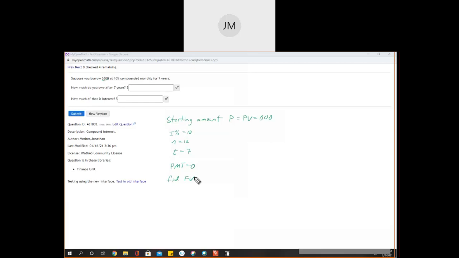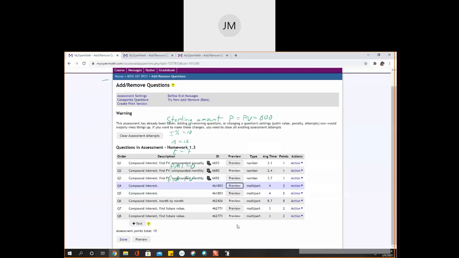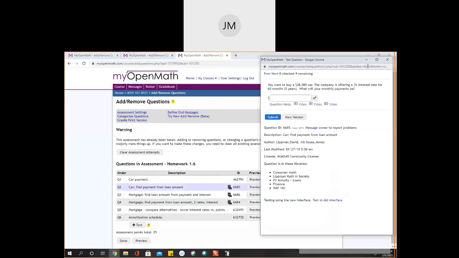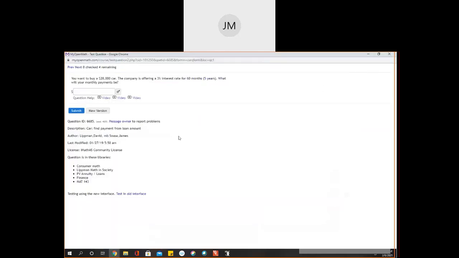Okay. To sort of give you a little bit of a contrast, when I look at a loan question, okay, in this case, I want to buy a car for $28,000, or it might say that I'm going to loan $28,000. Okay, and it asks specifically what will the monthly payments be. Okay, so in this case, I would be finding the payment.